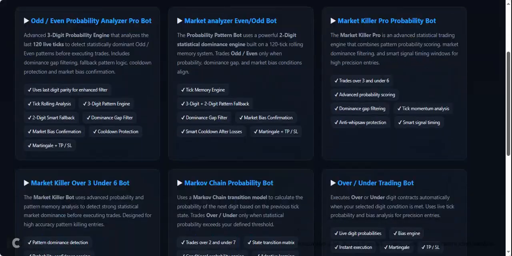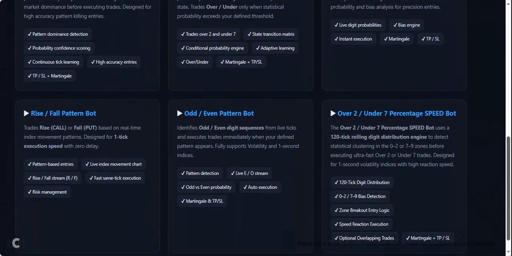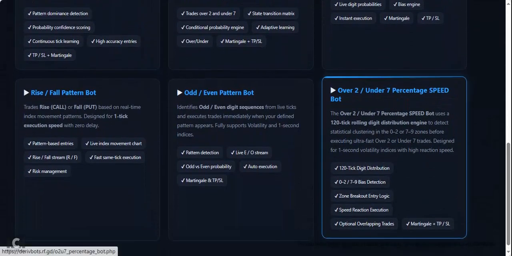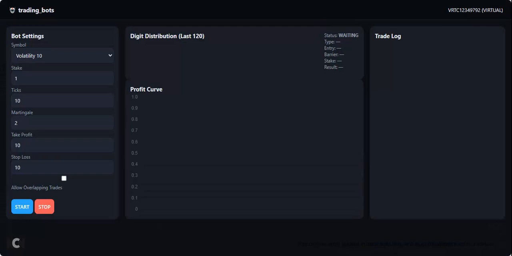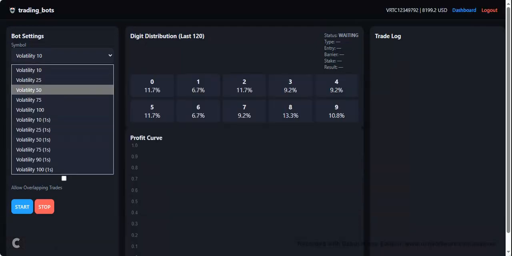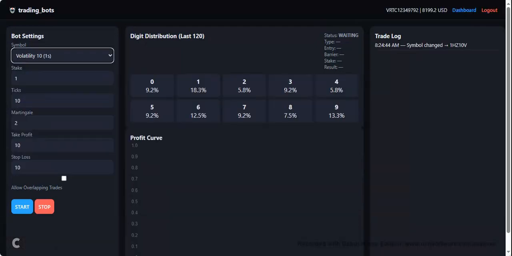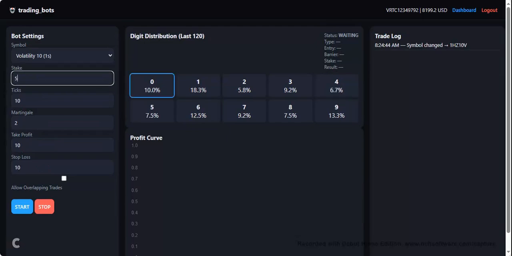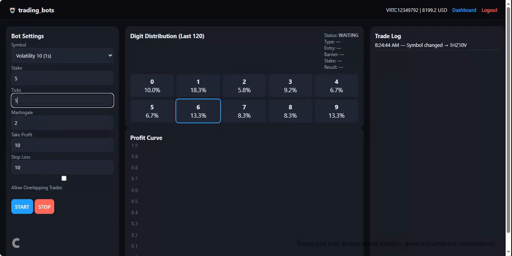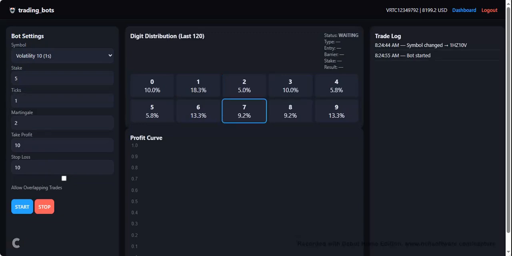Meet the Over 2/Under 7 Speed Bot, a precision-engineered automation tool designed for high-speed trading on Deriv's 1-second volatility indices. This bot leverages a 120-tick rolling digit distribution engine to continuously analyze the last 120 ticks of market data, focusing specifically on the frequency patterns of digits 0-9.